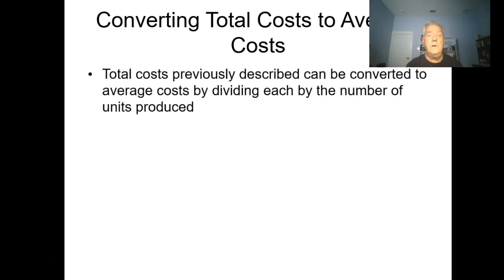Okay, let's move on. Now, converting total cost to average cost. How do we do that? Total cost previously described can be converted to average cost by dividing each by the number of units produced. Now, recognize here we're talking about the factory or the business or the firm. So we're not talking about the units that were sold when we talk about costs. We're only talking about the units and the money that we spent to produce those units. So it's the cost side of the ledger.